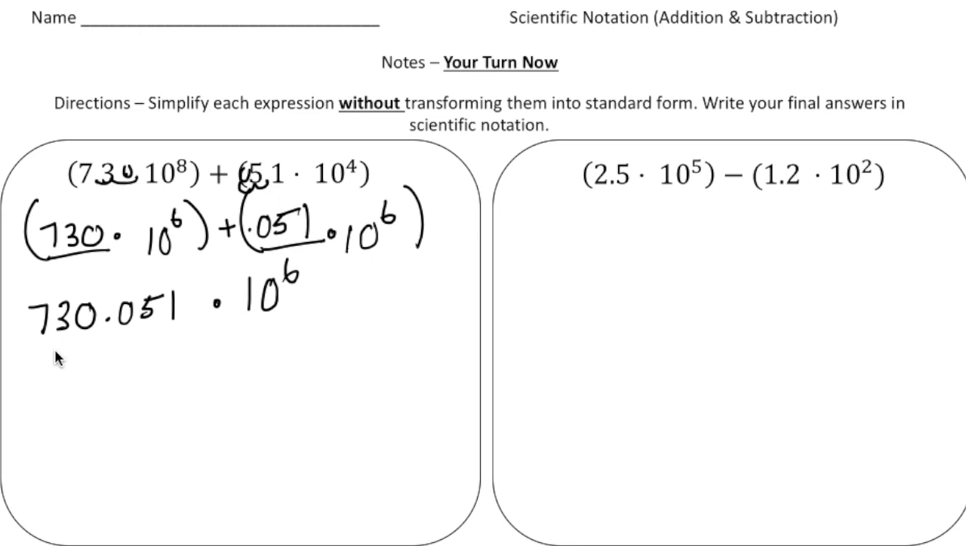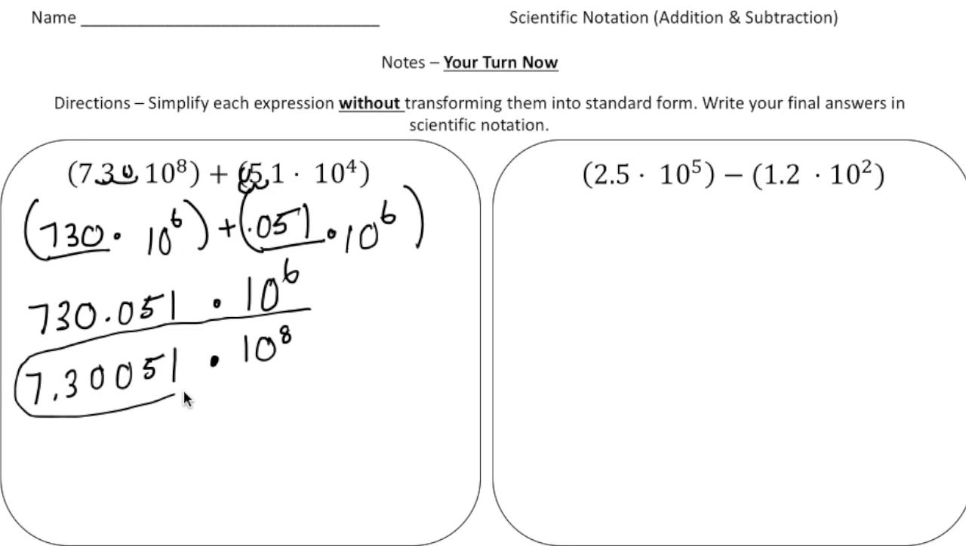Okay? But this is not written in scientific notation, right? So I'm going to move this decimal 2 spots to the left to make it 7.30051. And by doing that, I'm dividing by 100. So to keep it balanced, I need to then multiply the 10 to the 6th by 100, and that'll make it 10 to the 8th. So our answer is 7.30051 times 10 to the 8th.